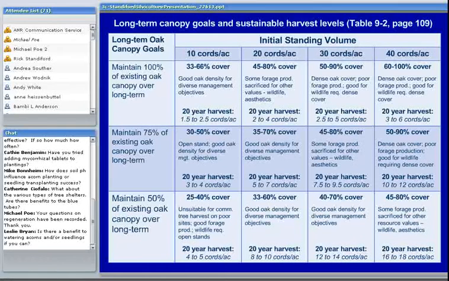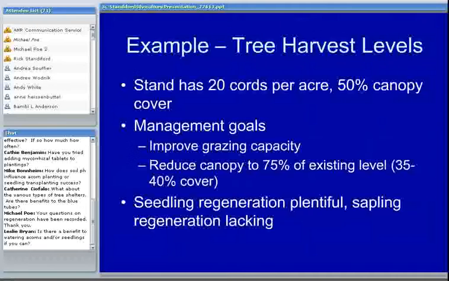So this table allows you to crosswalk between your management objectives, and we provide you with some very generic descriptions about what the different canopy covers and thinning levels might lead to in terms of the stand values. We give you a couple of examples in the guidelines book there, and I'll just show one right here.